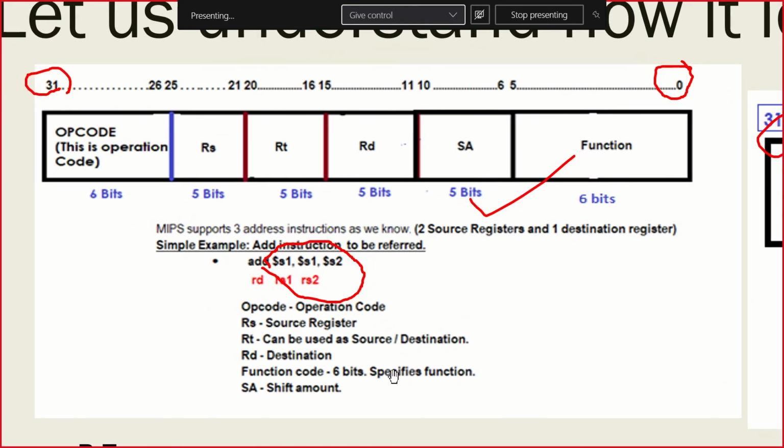Now you can see that this is the R type instruction format, and 32 bits is the format for it, 0 to 31, and it must be in the same pattern. You cannot alter it. Where the instruction has got register, register, and register, 3 registers, that is referred to as an R type instruction. That's it. Now what is the format here? The format is very simple. It will start with 0, it will end with 31.